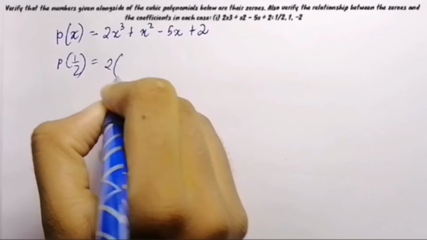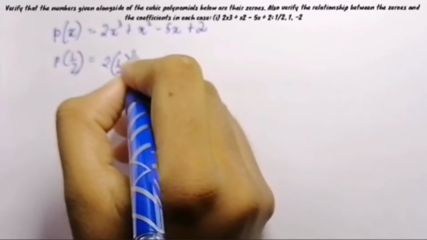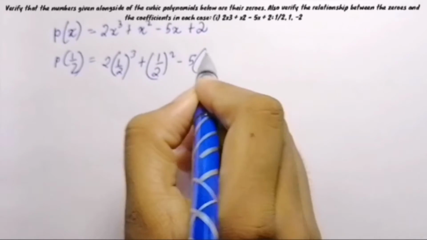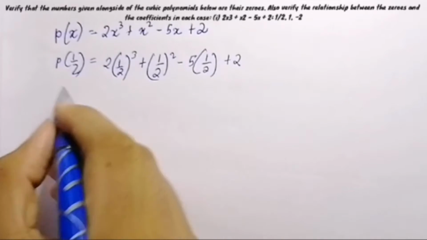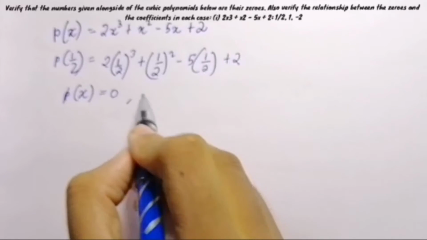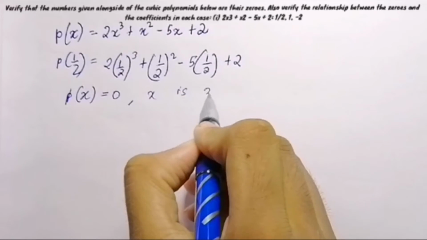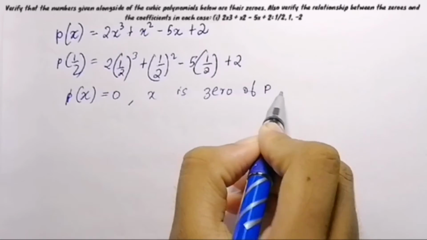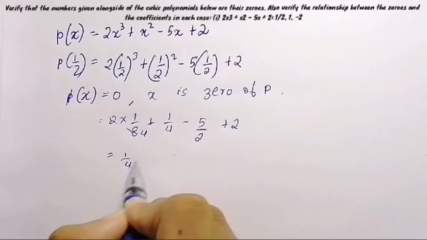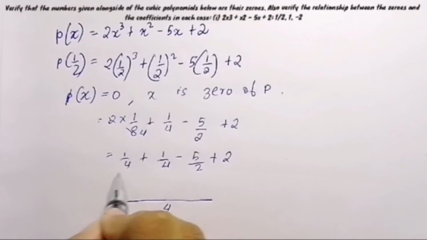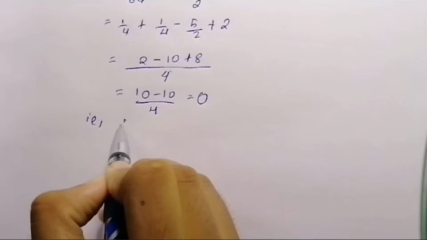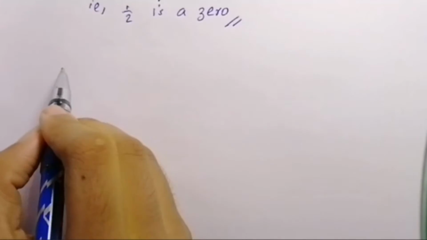In this question, the verification process, that is, checking if the given numbers are the zeros of p of x, is something we have done in our earlier classes. Here we will give the value 1 by 2 to x in this equation and check if we get a 0. If we get a 0, it means the value we have put is a zero of the polynomial. So we are now calculating p of x with the value 1 by 2 in all its x. So yes, 1 by 2 is a zero of p of x.